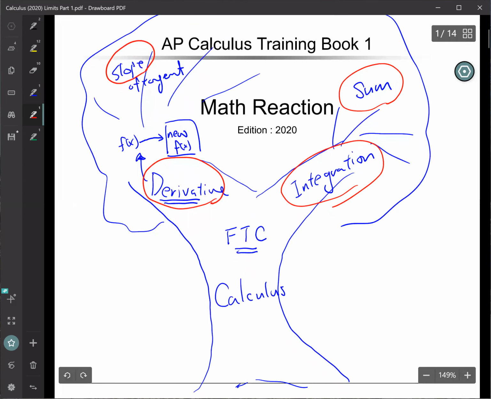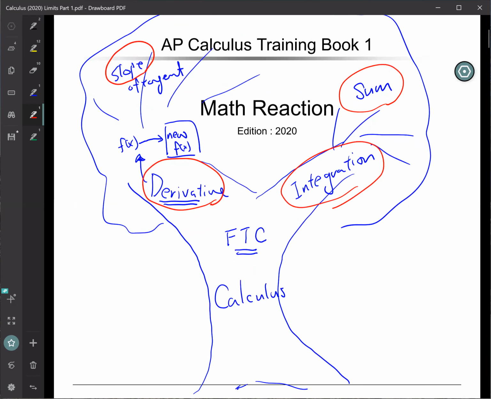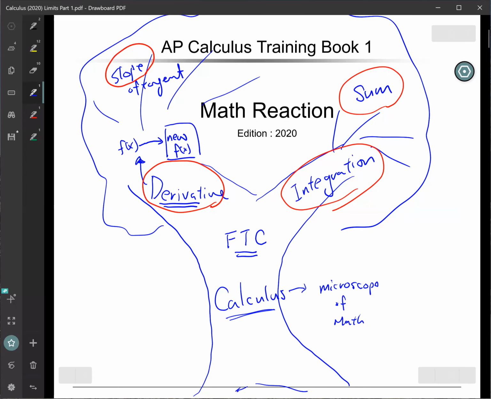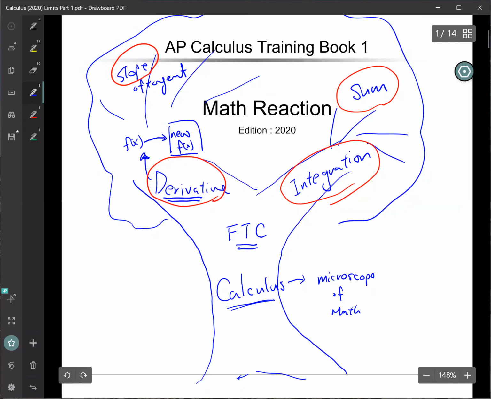And then another thing I always like to say about calculus is that calculus is kind of like the microscope of math, right? In biology you have a microscope, but in math we also have a microscope. It's called calculus because it dissects the small things inside. Later on you will see that.